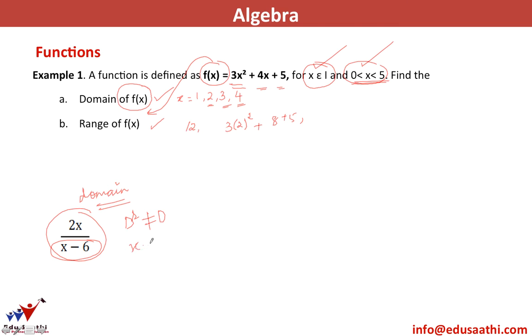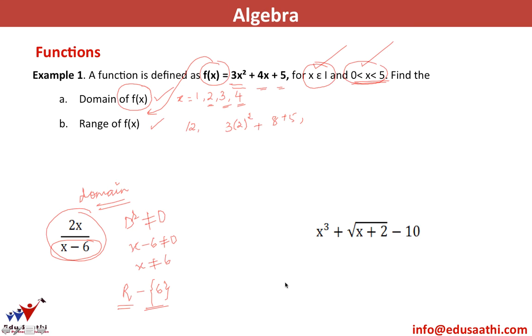So, x minus 6 cannot be equal to 0. That means x cannot be equal to 6. So, domain will consist of all the real numbers with an exception of 6. So, I'll have all the real numbers in my domain with an exception of 6.